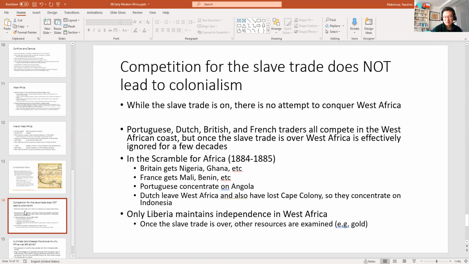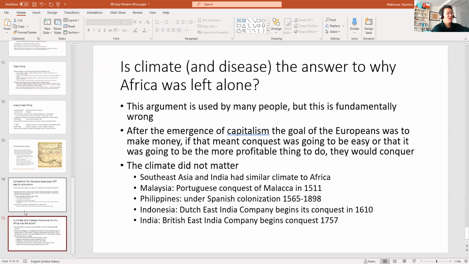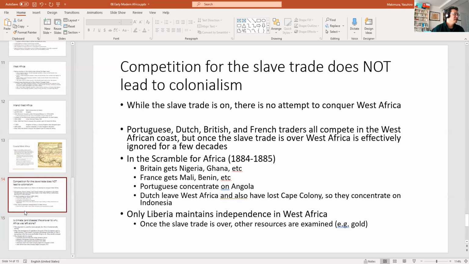And because of that, if the primary goal is to buy slaves in Africa to be sold in the Americas, why conquer this area? So the slave trade, ironically, prevents colonialism in Africa, which is interesting. I don't want to give any positives. I don't want to think that there were any positives to the slave trade, but if you stop for a moment and think about it, that's the one positive, that it actually prevents Africa from being colonized. Often people use the argument that climate and disease is the reason why Africa is left alone, but this is wrong. I can explain that to you.